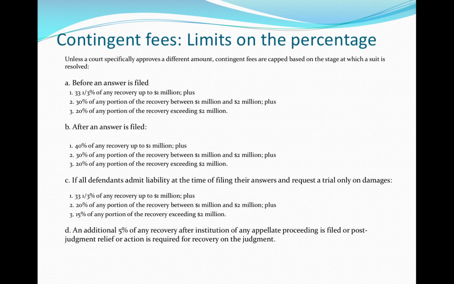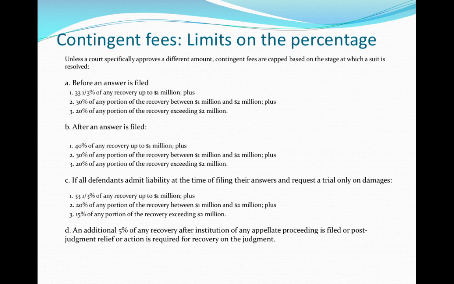After the answer is filed, after a defendant files an answer, if the case settles, the attorney's fees are limited to, and not all attorneys will go this high, but they are limited to 40% of the first million, 30% of the portion between $1 million and $2 million, and 20% of anything over $2 million. If defendants admit their liability when they file their answers and request a trial only on damages, so they basically say, yes, we're going to settle this case, but we just don't agree on the amount, then we go back to this limitation for the first million of 33 1/3%, but the numbers for the amounts between 1 and 2 and above 2 drop down to 20% and 15%, because essentially there's less work involved in proving the case because the defendants are already admitting their liability.